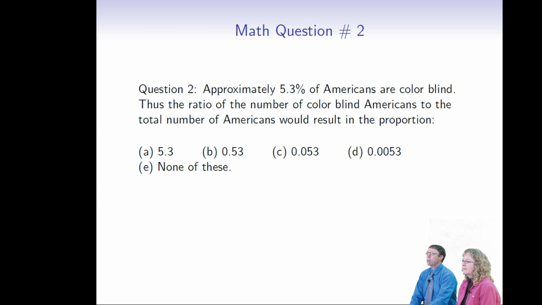One more of these. Approximately 5.3% of Americans are colorblind. Thus, the ratio of the number of colorblind Americans to the total number in the population would have what proportion? So again, here we're just asking, can you convert a percent into a decimal?